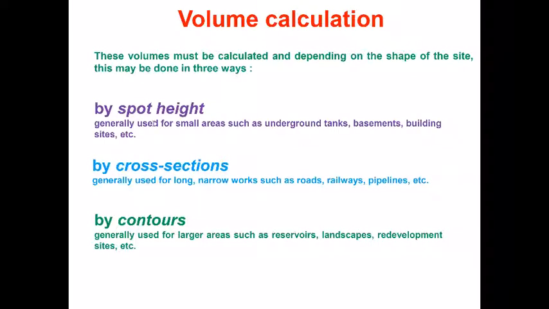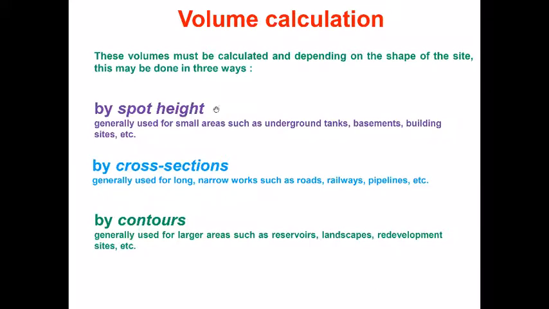Now we'll take a quick look at volume calculation, which is basically in continuation with the area calculation. Because once you have an area, what's left to be done is to multiply it with the third dimension, the depth, so that we get the volume. For volume calculation, we can have a number of methods. By spot height, which is generally used for small areas such as underground tanks, basements, buildings, and sites.